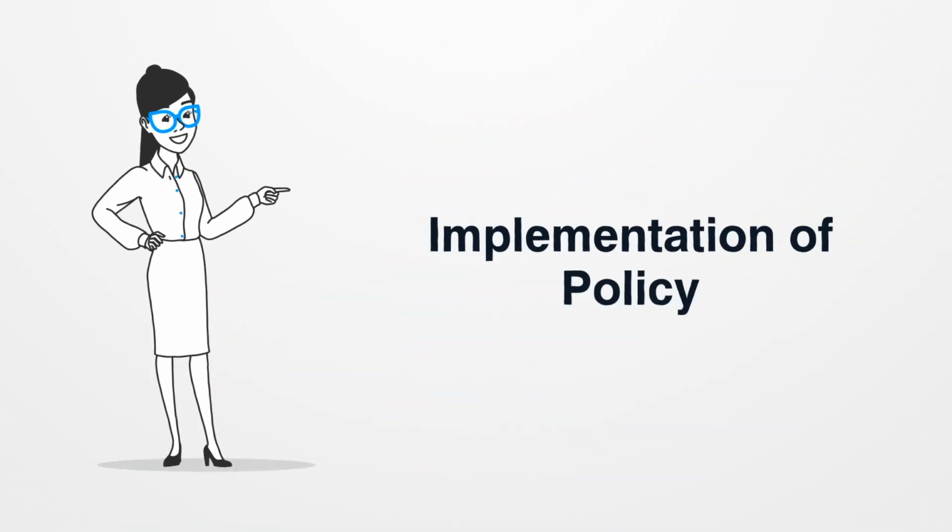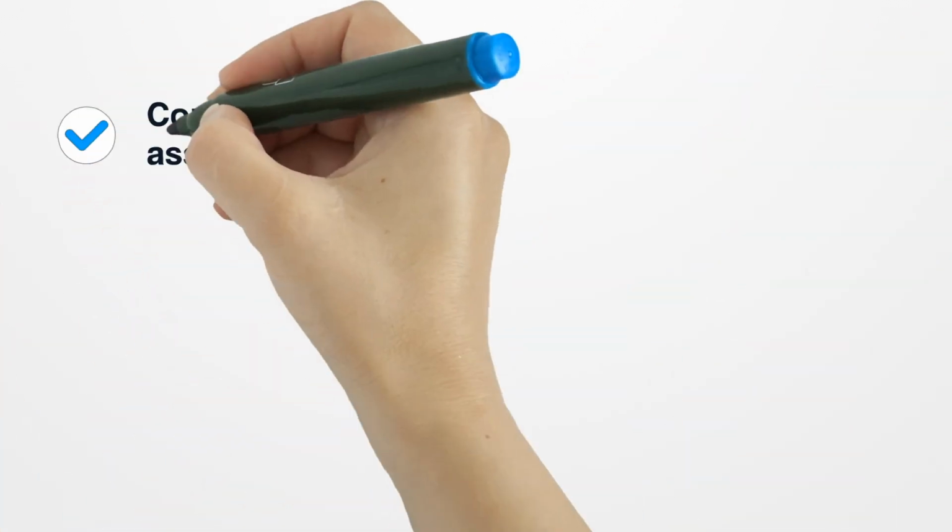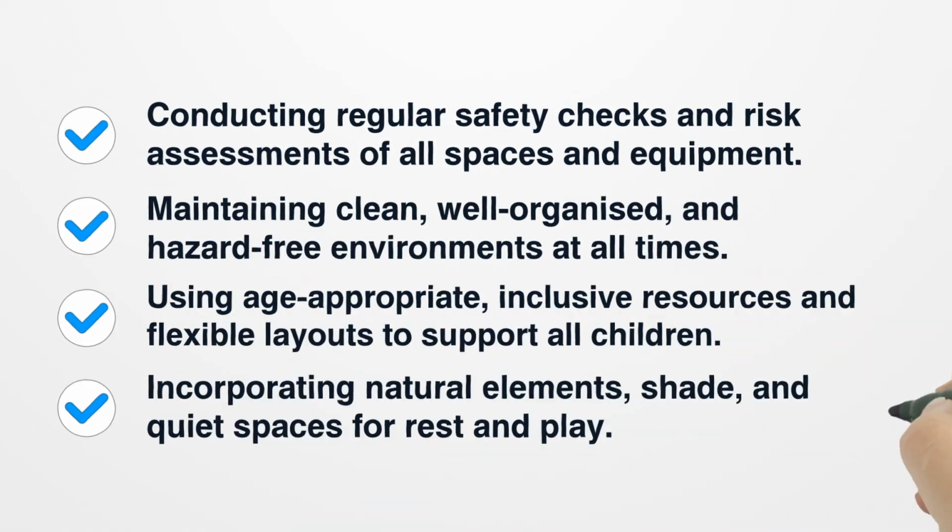Implementation includes conducting regular safety checks and risk assessments of all spaces and equipment, maintaining clean, well-organised and hazard-free environments at all times, using age-appropriate, inclusive resources and flexible layouts to support all children, and incorporating natural elements, shade, and quiet spaces for rest and play.